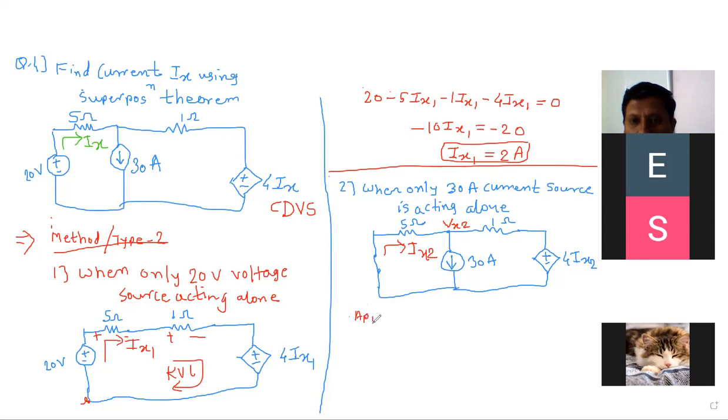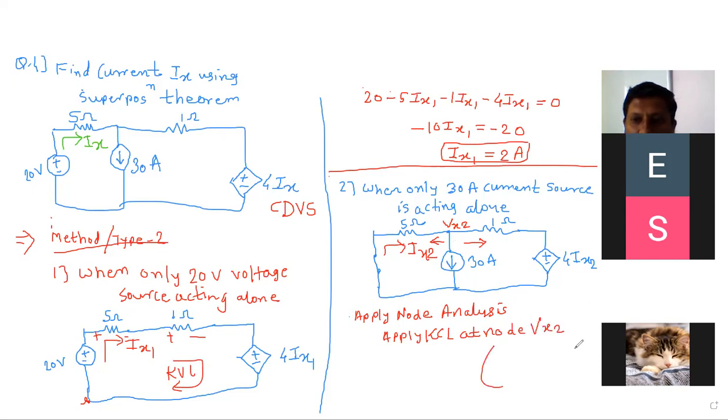So apply nodal analysis. Okay, so this is incoming they have taken. This is outgoing. So this also you can take outgoing. Our method: even though Ix2 is there, the value is not given. If the value is given, then take the direction as it is. If not given, you can mark it as outgoing. So this is outgoing, this is outgoing, this is outgoing. So apply KCL at node Vx2.